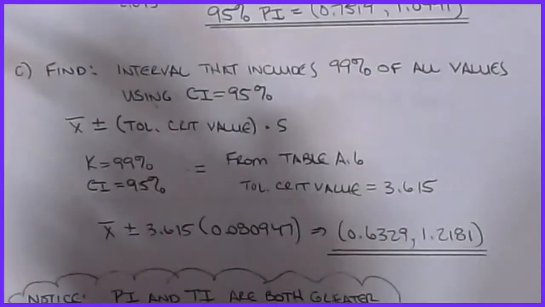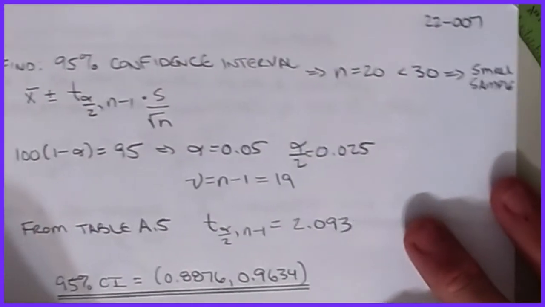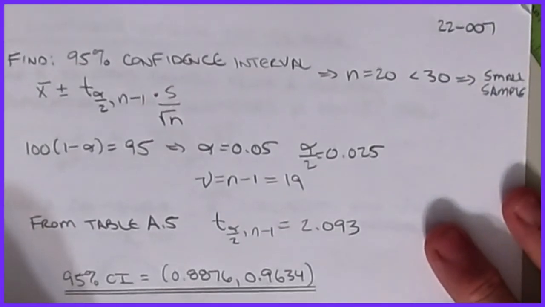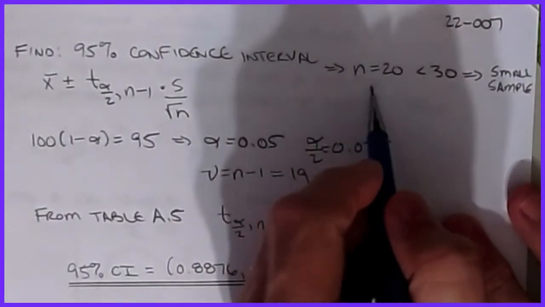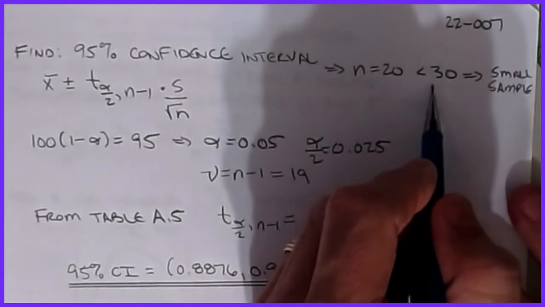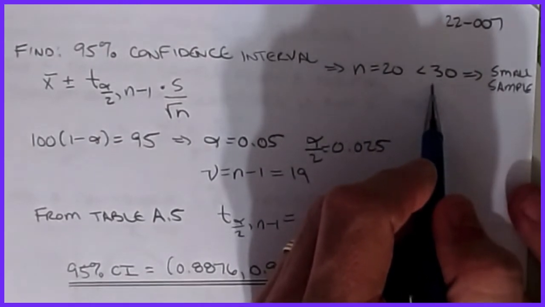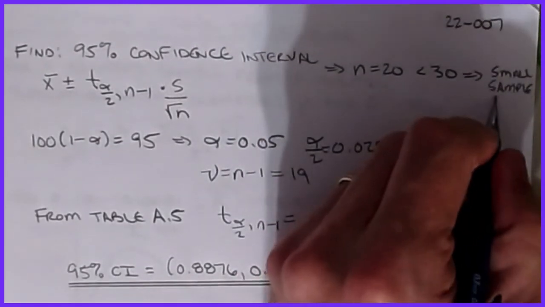Okay, all right, now what we want to do is find a 95% confidence interval for this scenario. So we know that n is 20, and that's less than 30, so we're not in a standard normal table anymore. We're going to have to use the t distribution table.